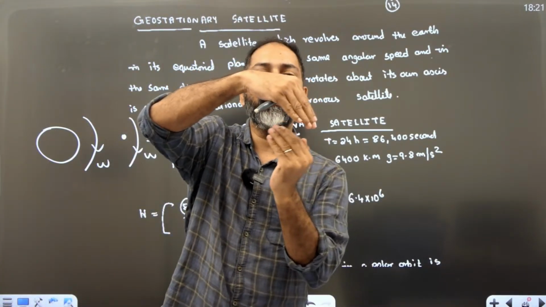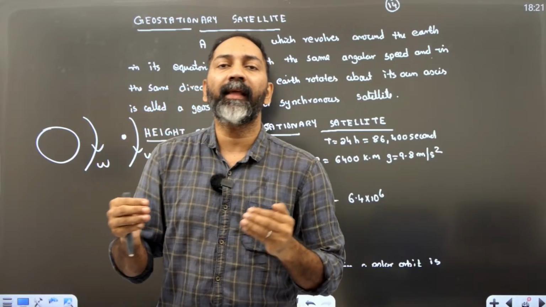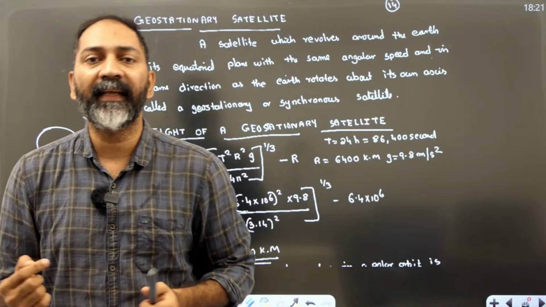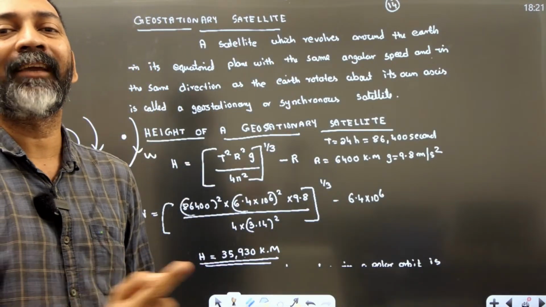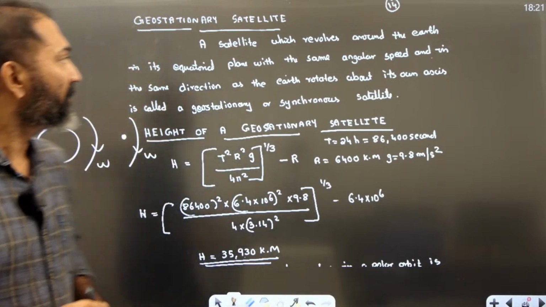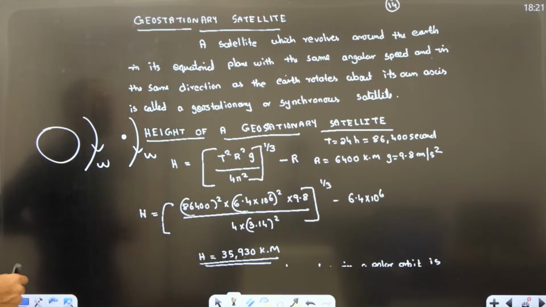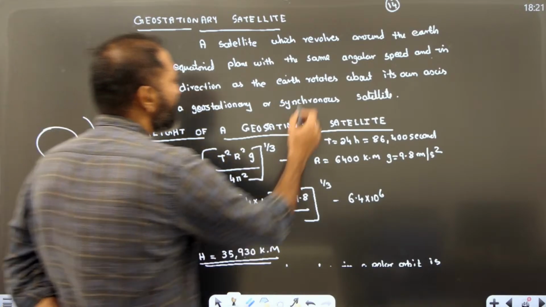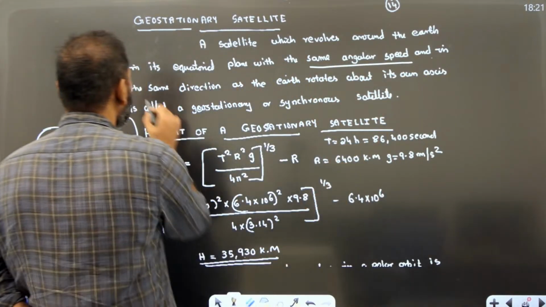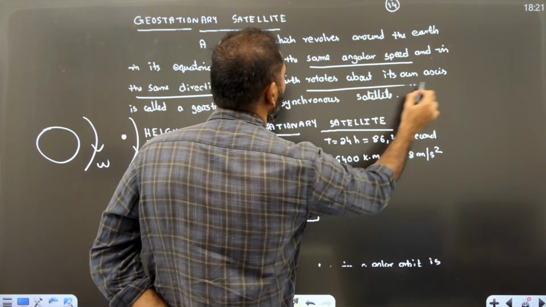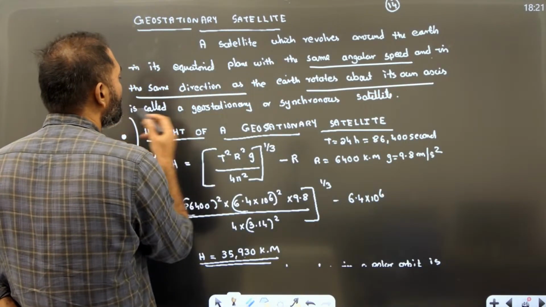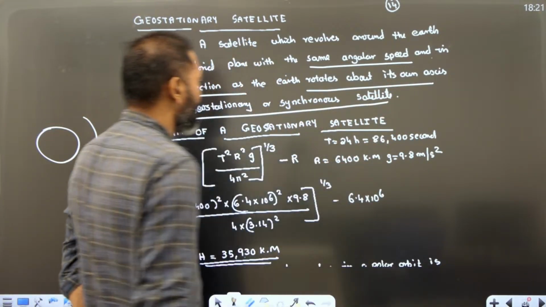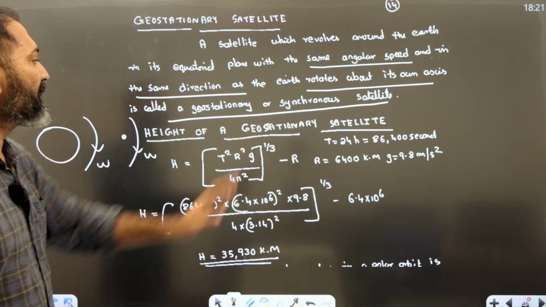So whenever you view from the Earth, the satellite will be at the same position, because the satellite revolves around the Earth in the equatorial plane. Such satellites are called what? Geostationary satellites. A satellite which revolves around the Earth in its equatorial plane with the same angular speed and in the same direction as the Earth rotates about its own axis is called a geostationary satellite.